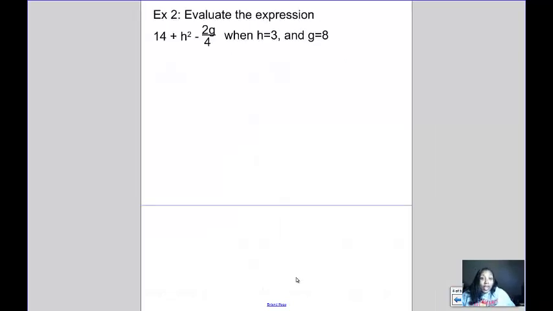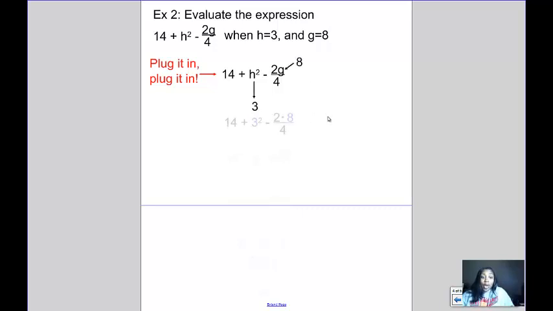So let's evaluate this expression. So we have 14 plus h squared minus 2g divided by 4 when h equals 3 and g equals 8. So now our variable h is equal to 3 and variable g is equal to 8. So in order for us to evaluate this expression, we've got to, you guessed it, plug it in, plug it in. So we're going to plug in 3 for h, and then we're going to plug in 8 for g.